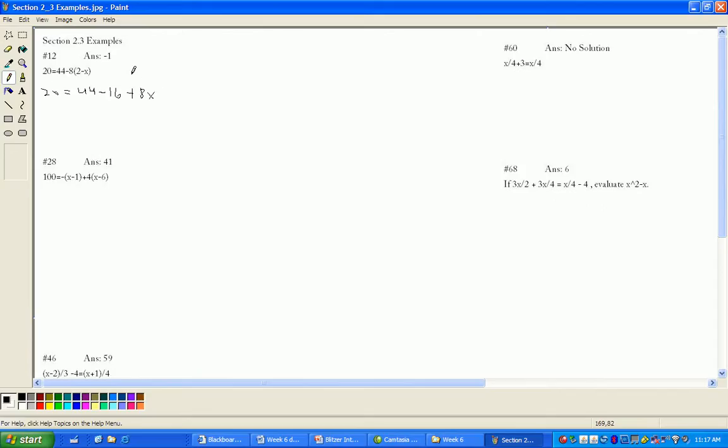Now we can go ahead and combine the constants on the right. We get 20 is equal to 44 minus 16. That's going to be 28 plus 8x. Next, we know we're going to want to get all of our variables on one side, our constants on the other. Since we have a variable on the right and no variable on the left, let's move the constant from the right to the left. Subtract 28 from both sides.